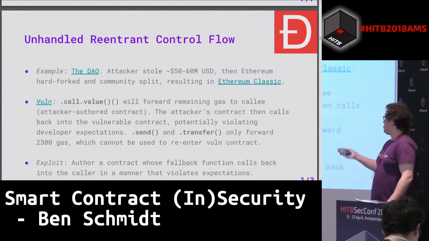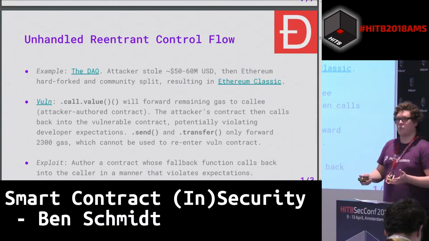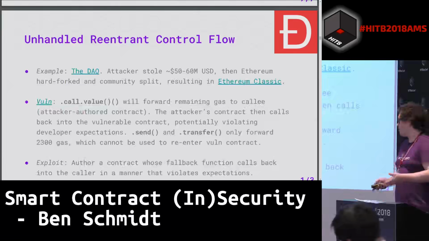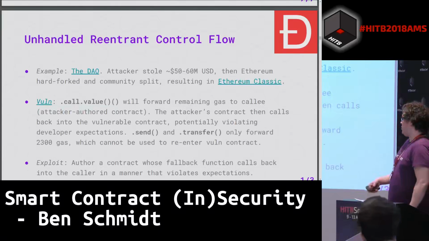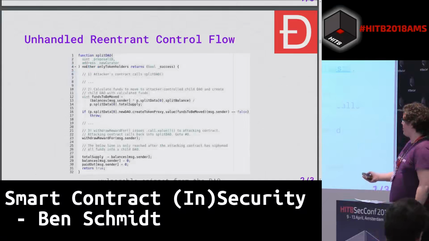So in this case, if you do .send or .transfer, it only forwards 2300 gas, which is just enough to record the transfer of funds and not enough to actually call back into these vulnerable contracts. So to exploit it, you author a contract whose fallback function calls back into it and goes after it.